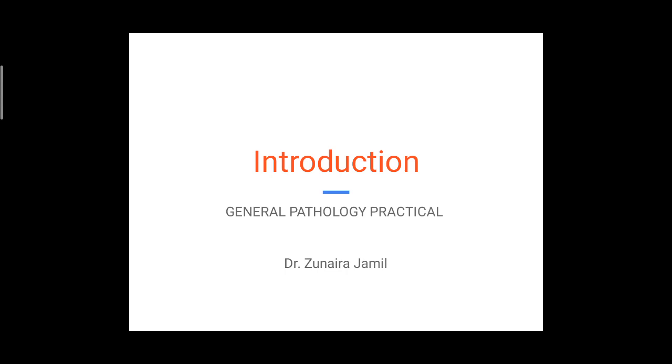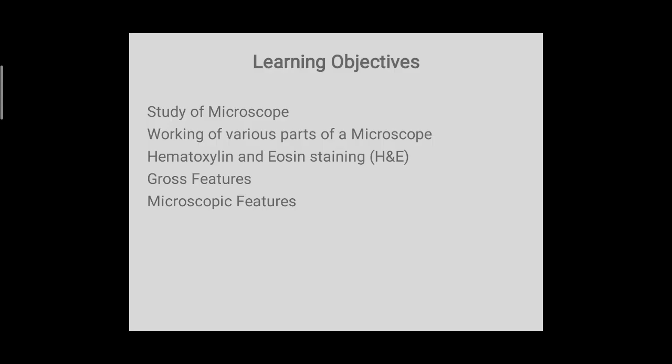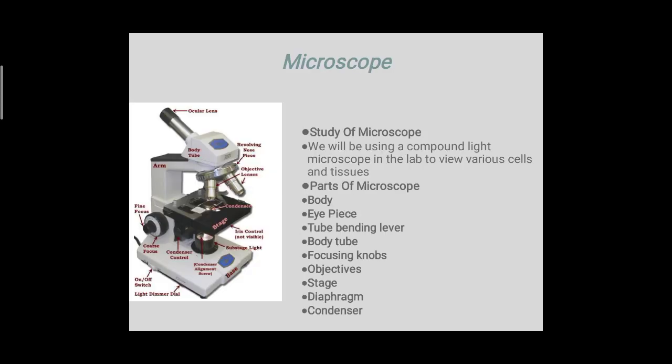So, what are our learning objectives? We will be seeing the microscope and functioning of its various parts, the basics of staining, particularly hematoxylin and eosin stain, and about the gross and microscopic features of cells and tissues regarding diseases. In practicals, we will be using compound microscope. You have to memorize different parts of microscope and know about its functioning.